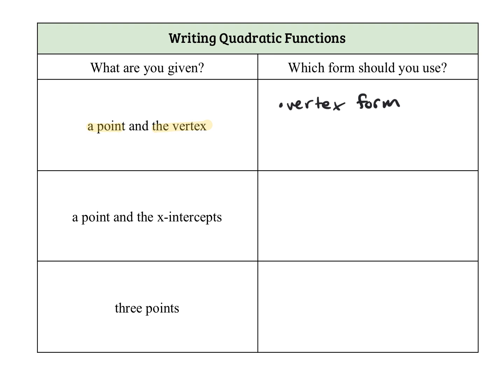Now, if we are given the x-intercepts and an additional point, we are going to want to use intercept form. And then we will use that additional point again to help us complete our quadratic model. But again, we will need that additional point so we have the full model. And then maybe we don't have the intercepts, we don't have the vertex specifically, but if you have at least 3 points, we can create a quadratic model using standard form.